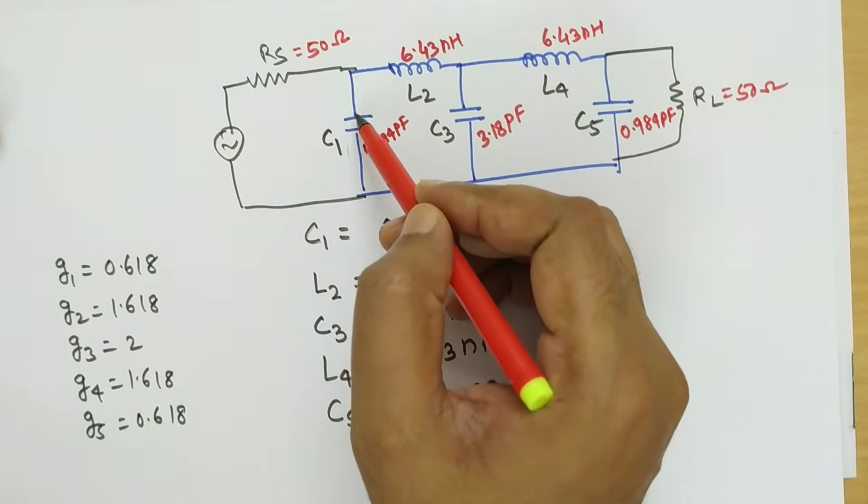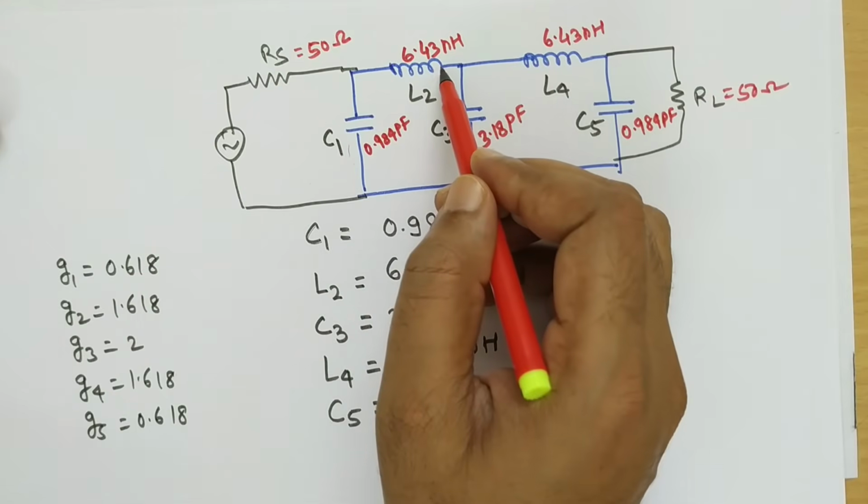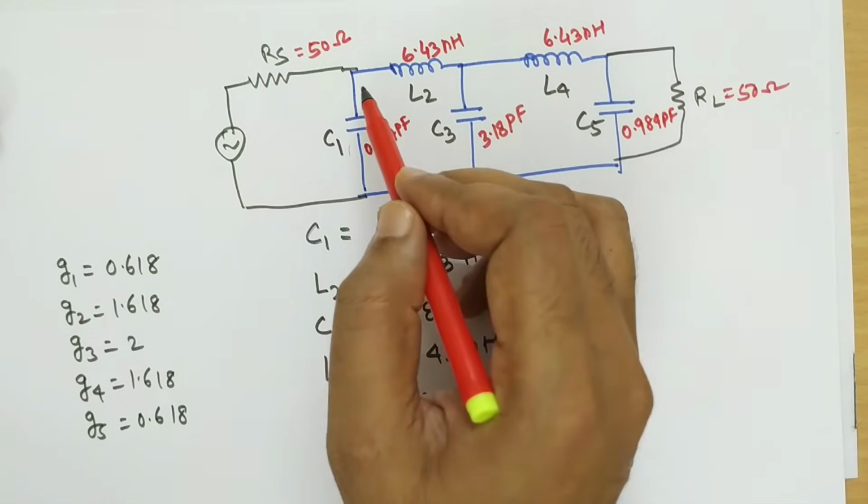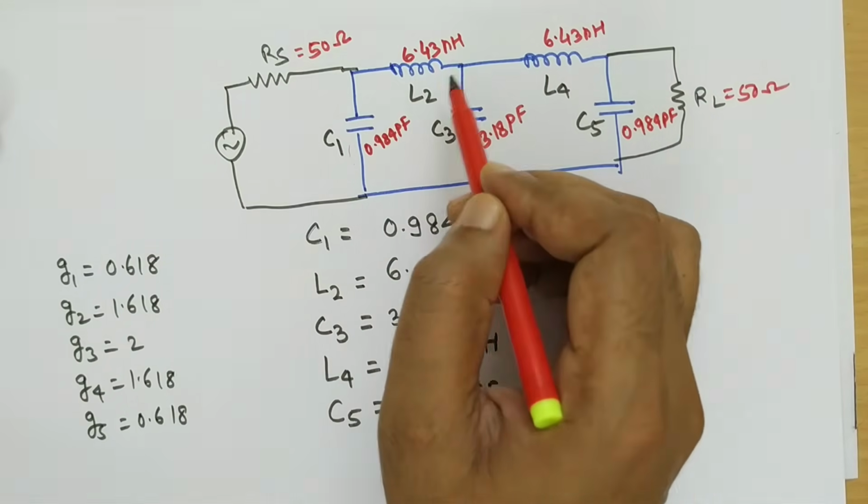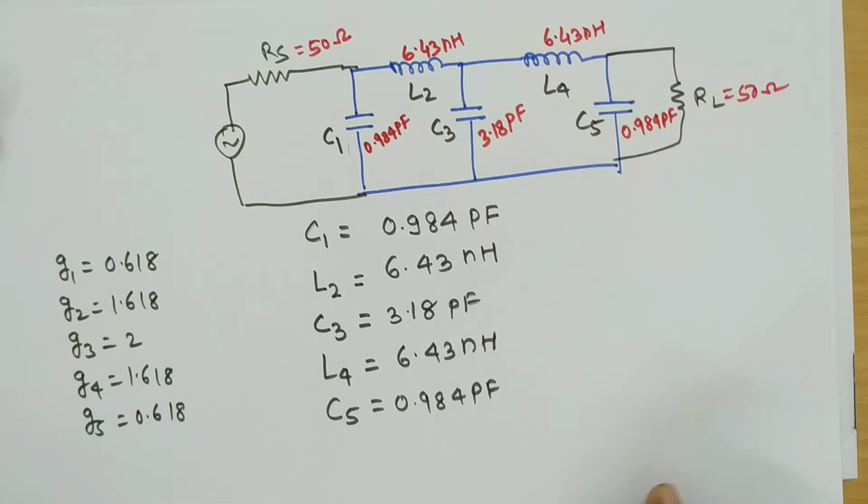Here the shunt element is starting first and then the series element. In the previous one, the series element was starting first and then the shunt element.